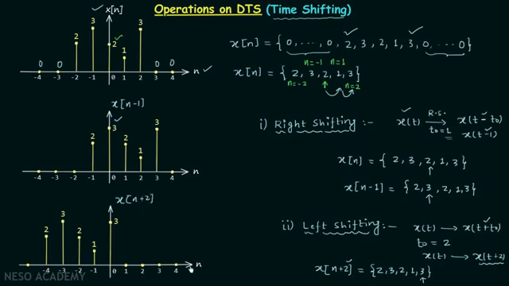So I hope the whole process is clear to you. You now understand how to represent discrete time signals, what is the meaning of this arrow, and how to perform right shifting and left shifting on a discrete time signal.